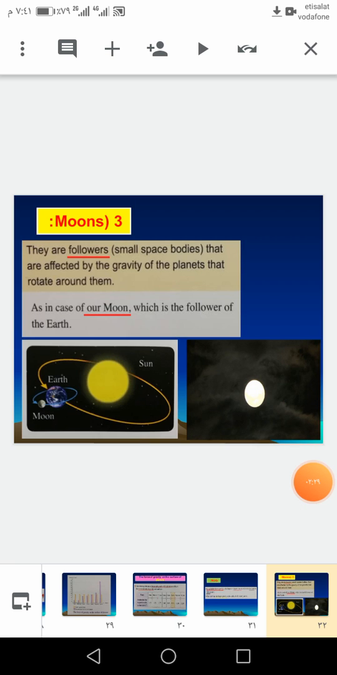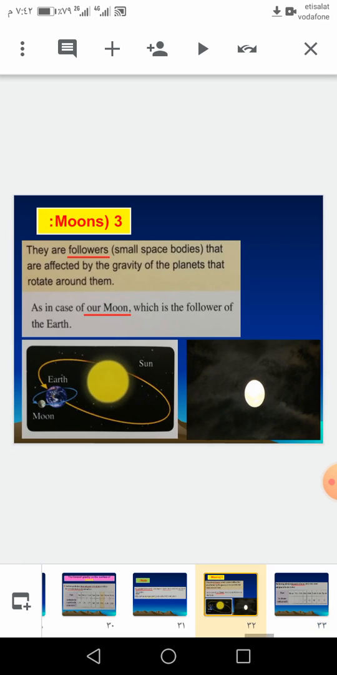Number 3, moons. What are the moons? Moons are followers, small space bodies that are affected by the gravity of the planets that rotate around them, as in case of our moon, which is the follower of the Earth. Give reason when I ask you: the moon is considered the follower of the Earth planet. Because the moon rotates around the Earth planet and it's affected by its gravity.